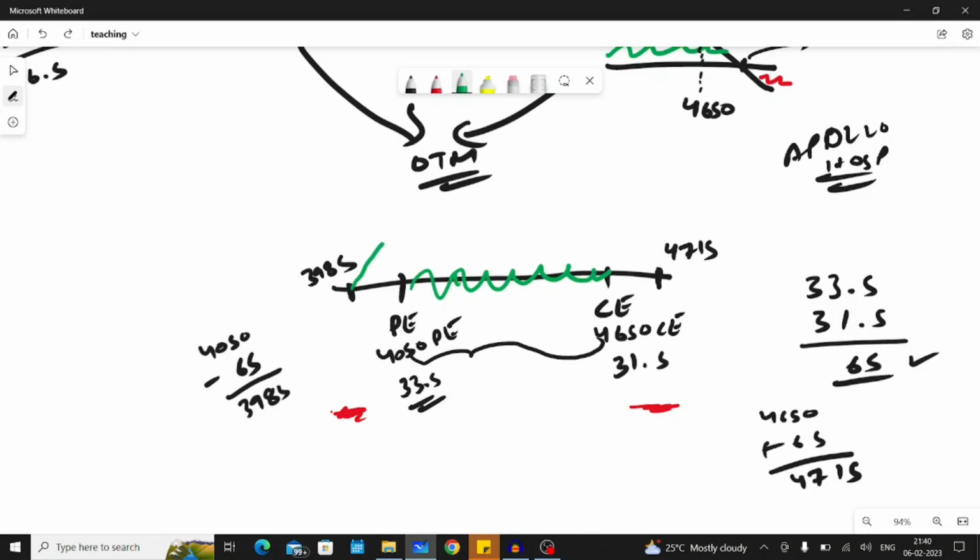So as long as we trade between these regions, we are going to make a profit of how much? Since we collected a combined premium of 65 rupees, the profit would be 65 into the lot size, which is 125. So this total sum would be 8,125 rupees.